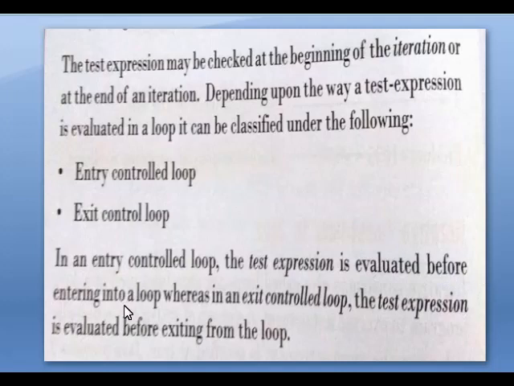So when we are going to do some operation, first we have to check the condition. If the condition is true, then we have to do the operation. So that is an entry control loop. If we have to do the operation first and then check the condition, that is an exit control loop.